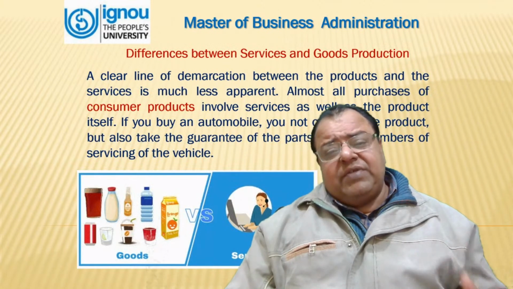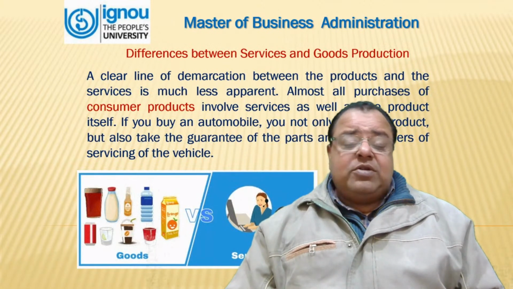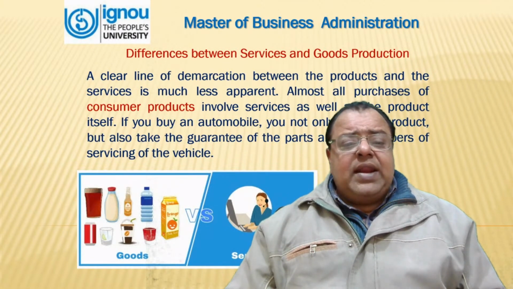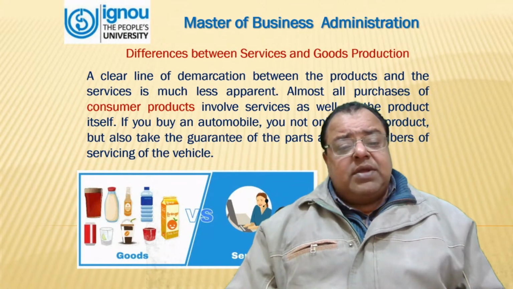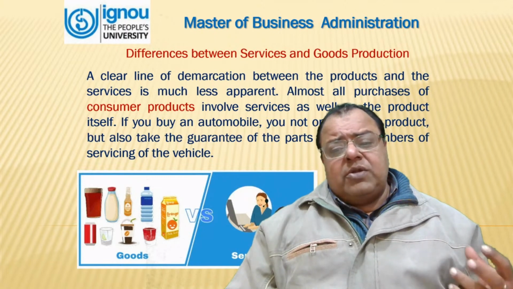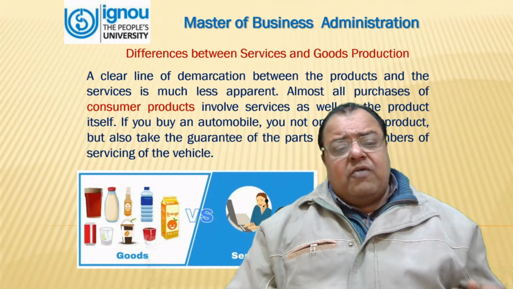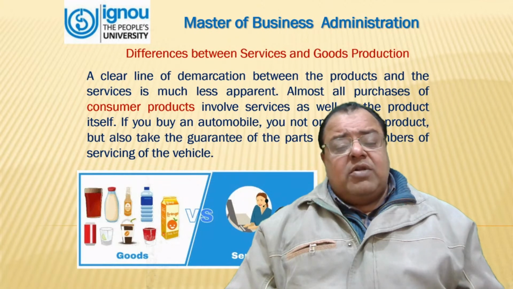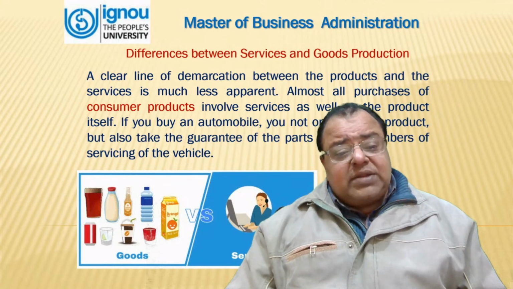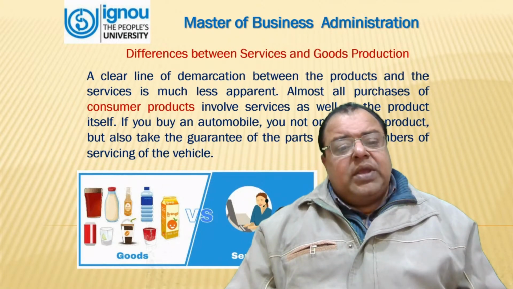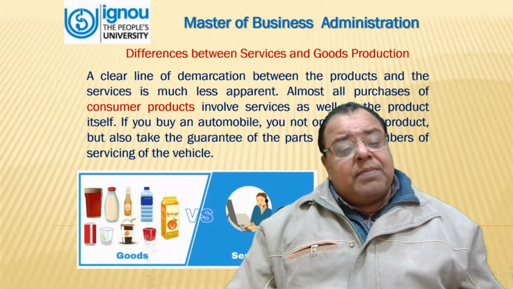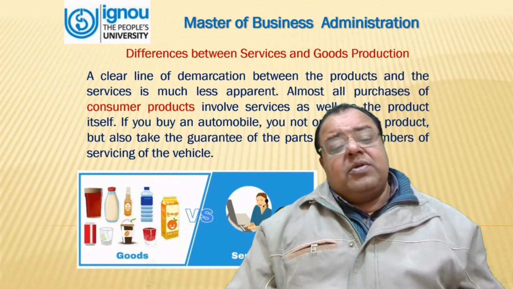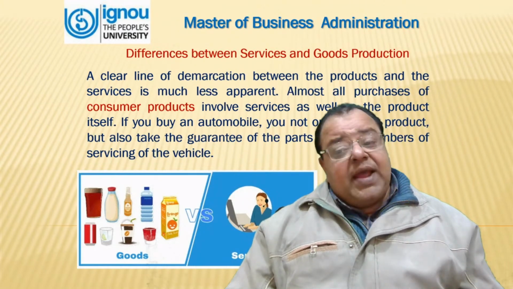Now, what is the difference between services and goods production? A clear line of demarcation between the products and the services is much less apparent. Almost all the purchases of consumer product involve services as well as the product itself. If you buy an automobile, you not only buy the product but also take the guarantee of the parts and the number of servicing of the vehicle.